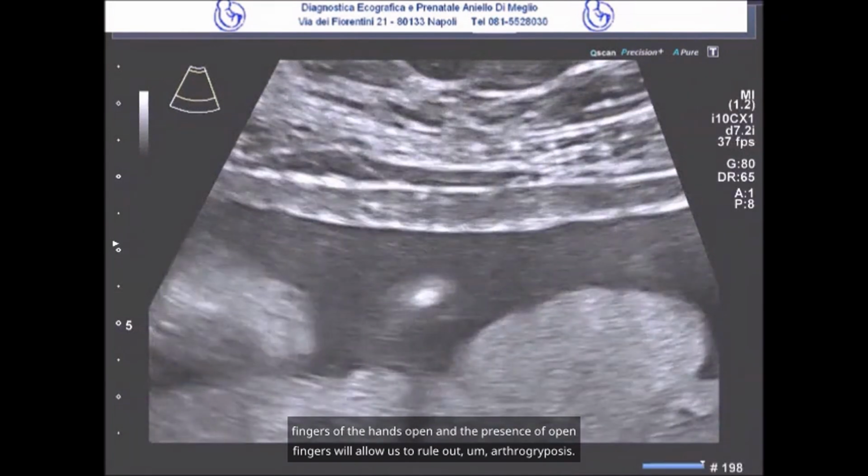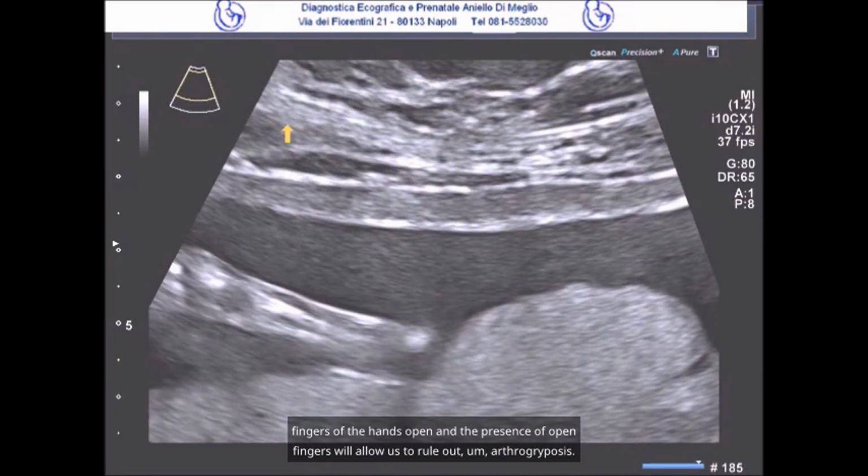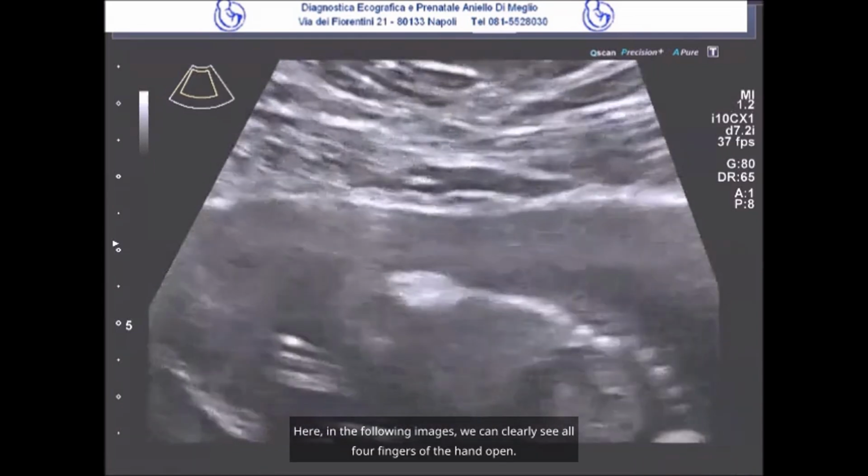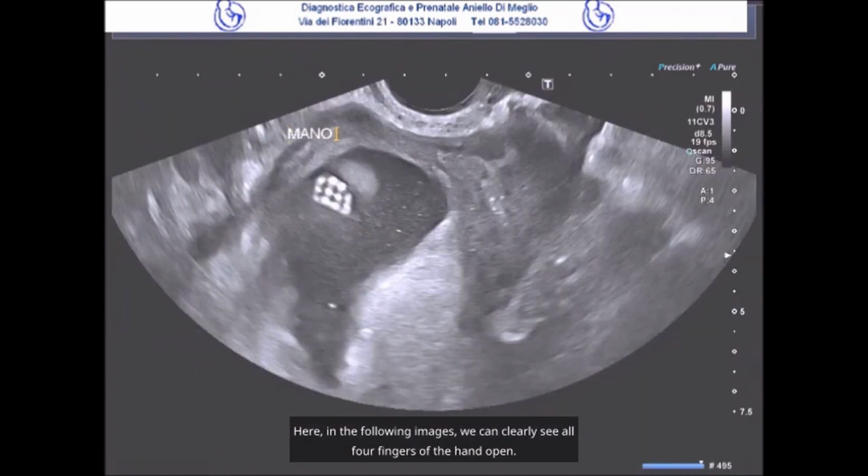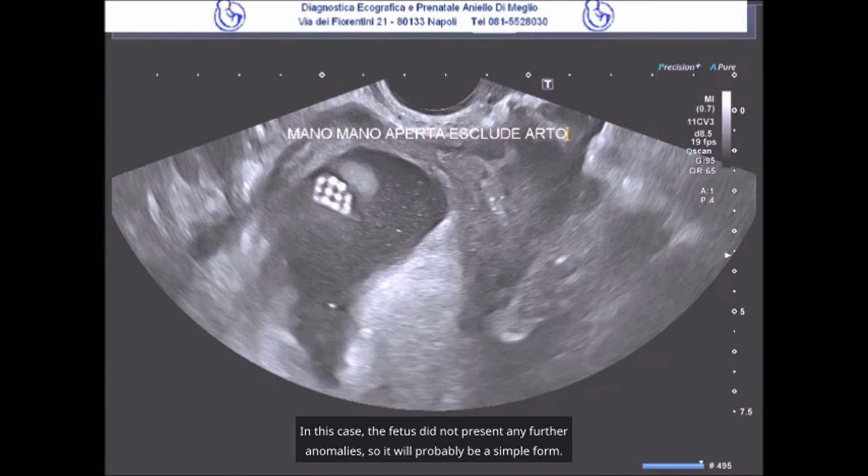And the presence of open fingers will allow us to rule out arthrogryposis. Here in the following images, we can clearly see all 4 fingers of the hand open. So what should be done in cases of bilateral congenital clubfoot? In this case, the fetus did not present any further anomalies, so it will probably be a simple form.